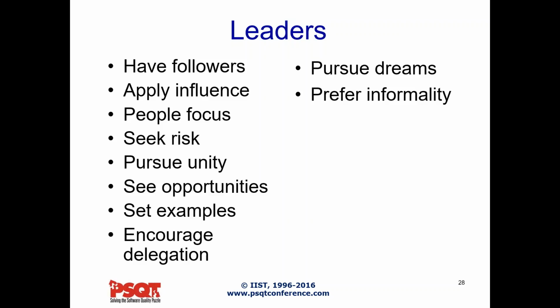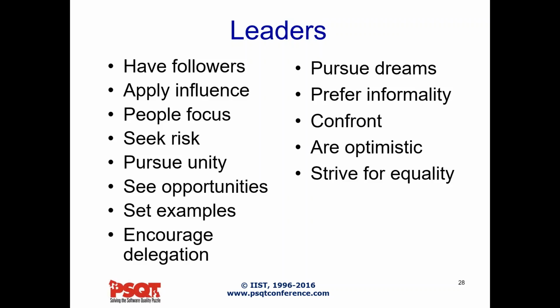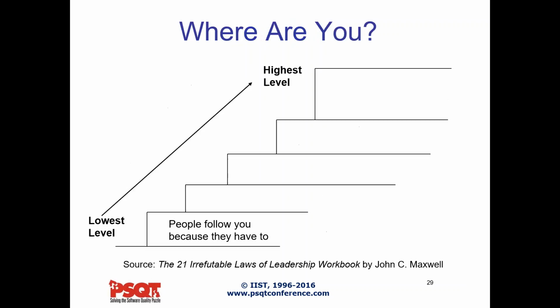They prefer informality. They're okay with you using their first name. They want comfort. They're optimistic. We can do this. We can get it done. They strive for equality. Remember I said they want everybody to have self-esteem. They work for that. And they have a transformational style. Again, we talk about this in more detail in the tutorial.